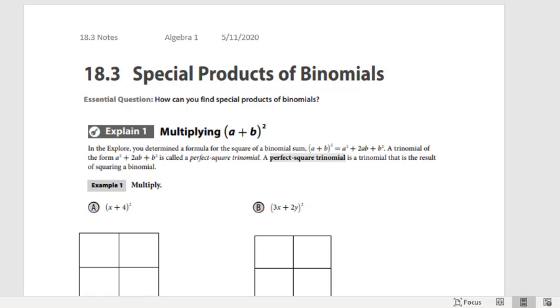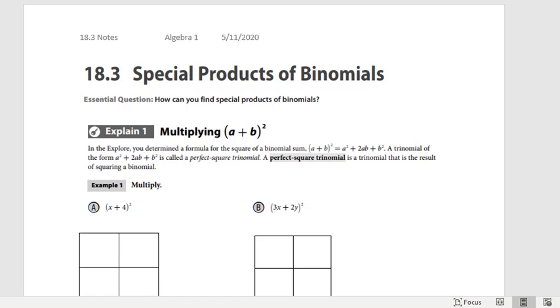Okay, today we're going to look at section 18.3, which is special products of binomials. These aren't going to be as direct as what we did last Thursday, but they do follow the same pattern. So I'm going to give you a couple things to look at when you see these, what to do, and then we can treat them the same way with our box method.